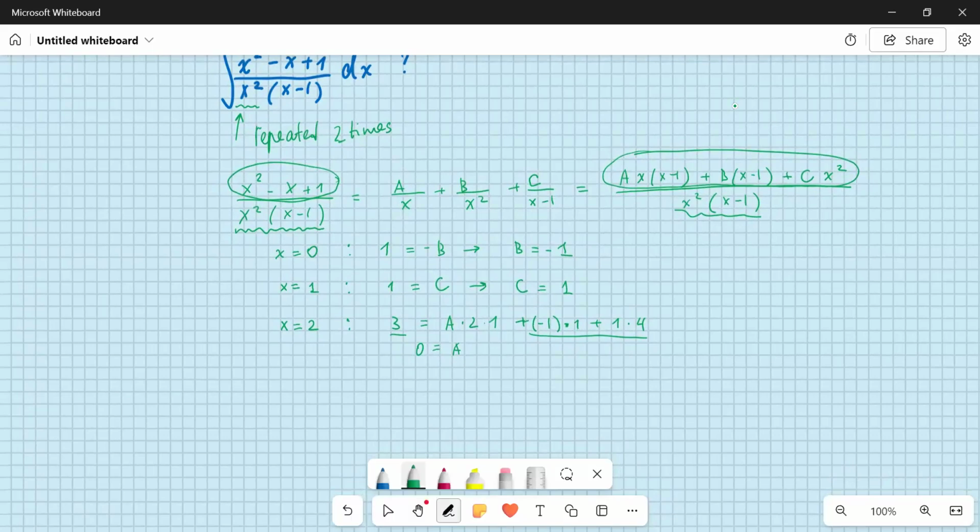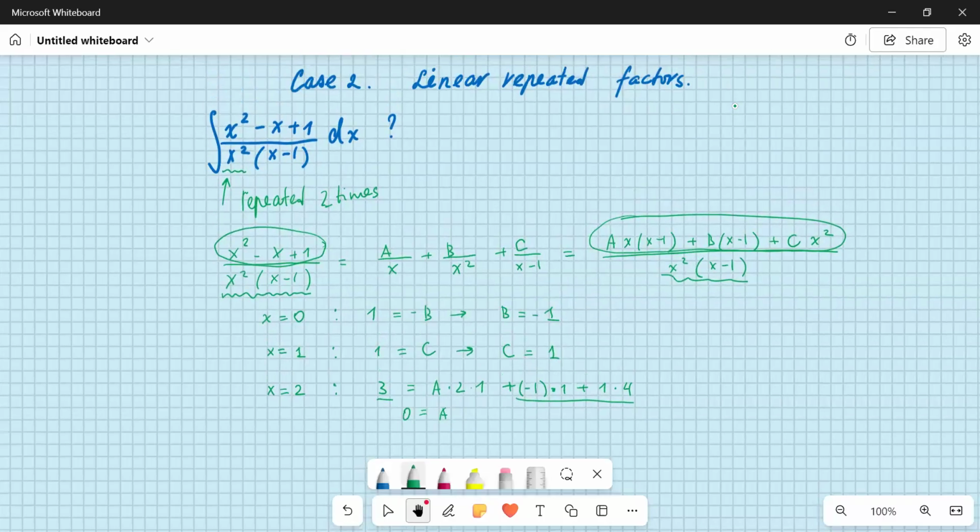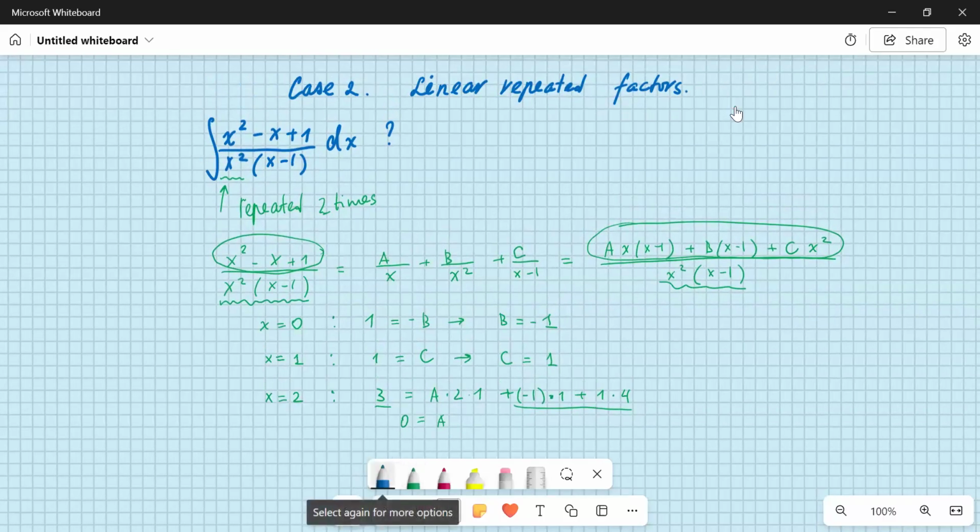Now we have just two coefficients, b and c. A is going to be equal to 0. Right? What I'm going to do, guys, instead of a question mark, is continue the solution of my equation. I'm going to write down that I have b over x squared, which is negative 1 over x squared, and c over x minus 1, plus 1 over x minus 1, dx.